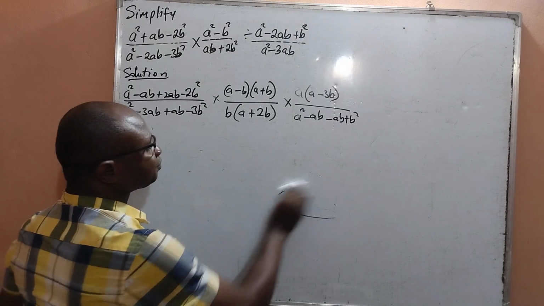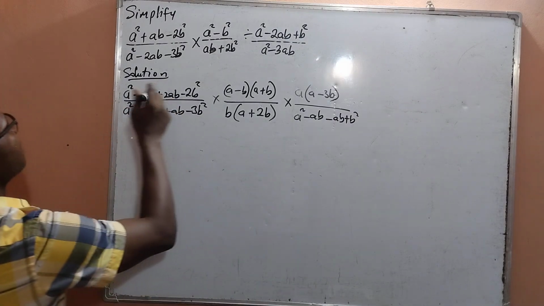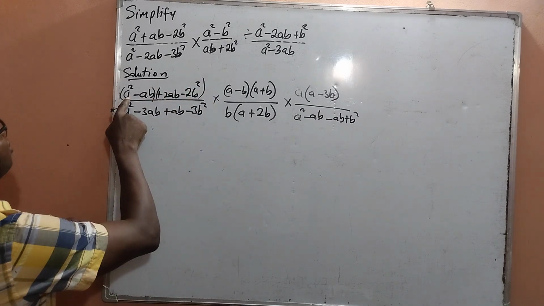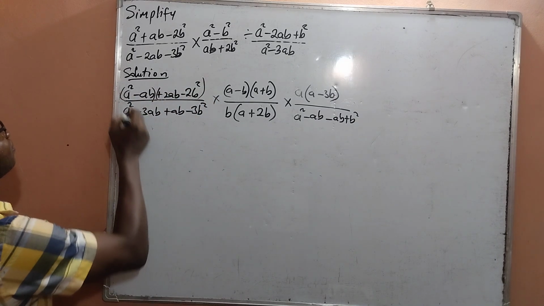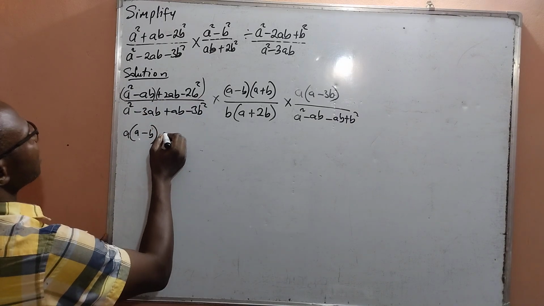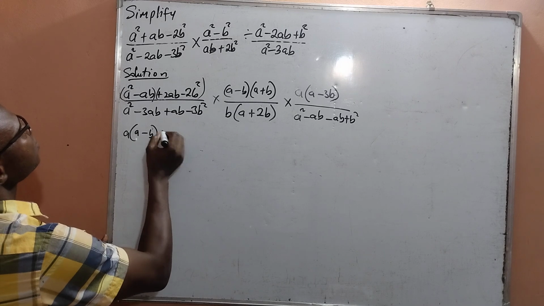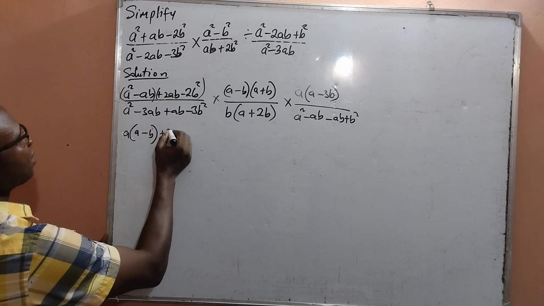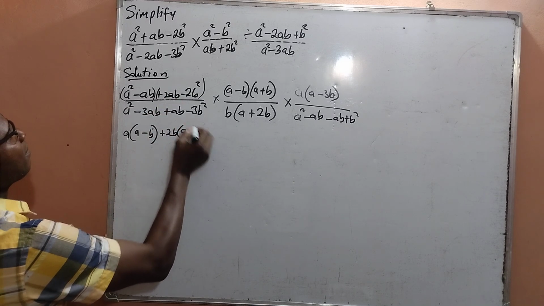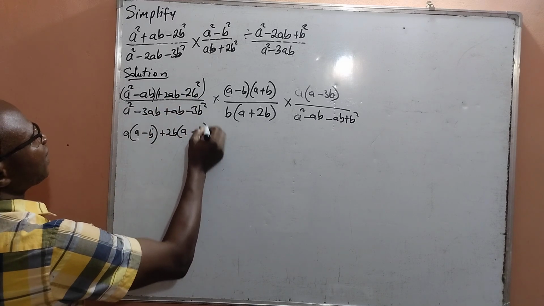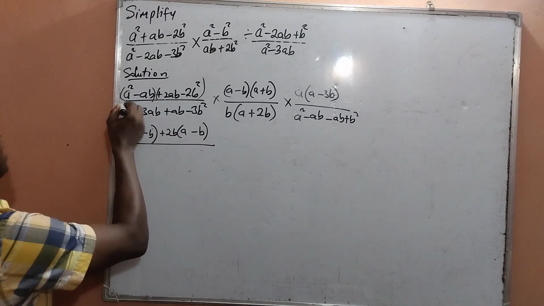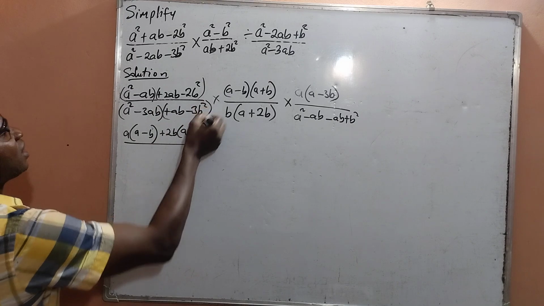We move on. But from the numerator here, in the first expression, I can now factor what is common. And what is common in the first bracket is a, leaving me with a minus b. And what is common in the second bracket is going to be plus 2b, okay? Plus 2b. Into the bracket, I still have a minus b. Very correct.